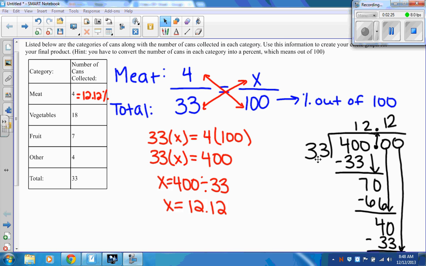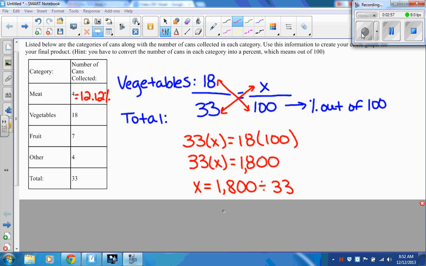I want you to try some of this division on your own because we all need practice with division. So look at it, see if you understand it, and realize that the answer is 12.12% because we're looking for percent. So we put the 12.12 here, and we're going to round this to a whole number later. I'll talk more about that further along in the video. So now let's move on to the vegetables. Let's try to find the percent of the vegetables.